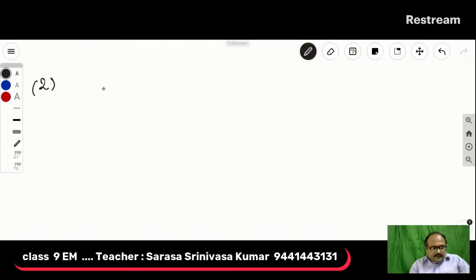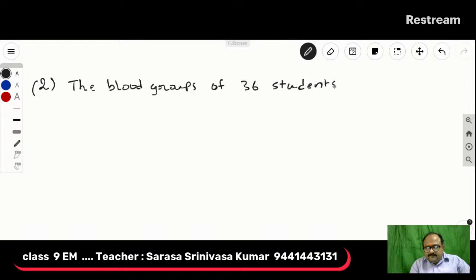Second problem. The blood groups of 36 students of 9th class are recorded as follows.